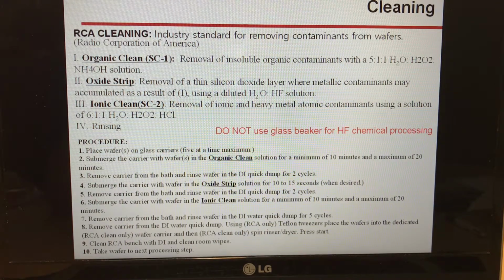The cleaning method is divided into three processes. First is organic clean, which removes organics such as fingerprints. Second is oxide strip, because the silicon substrate natively forms SiO2. Last is ionic clean.